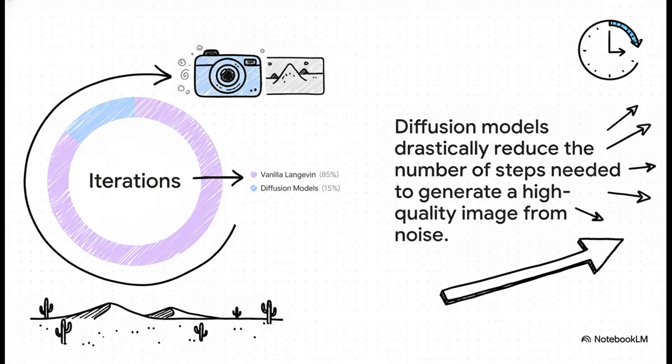And the payoff here is just huge. Instead of hundreds of thousands of steps just wandering around in that pixel desert, this whole annealing process lets us create a super high-quality image in maybe 1,000 steps, sometimes even less. That's a staggering jump in efficiency.